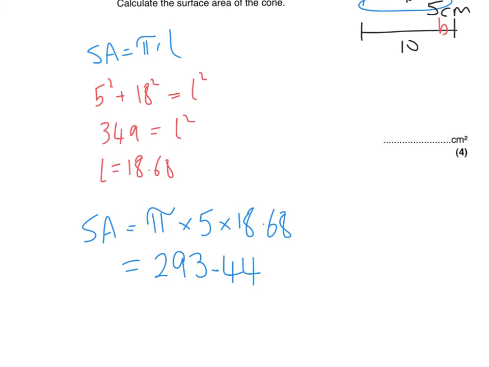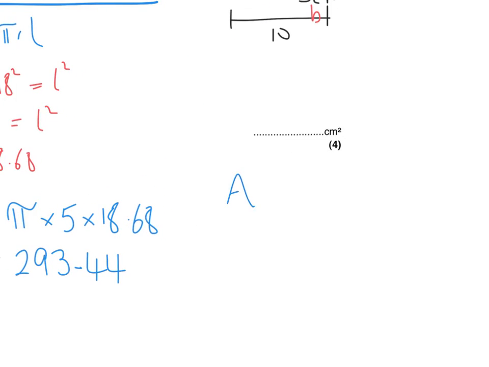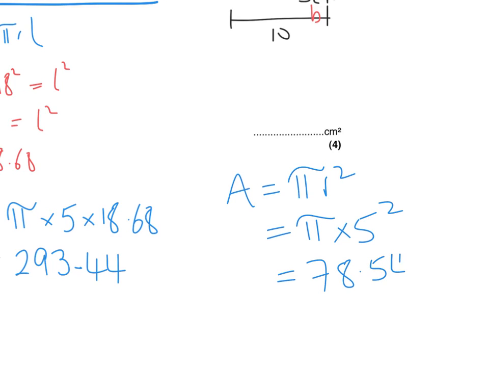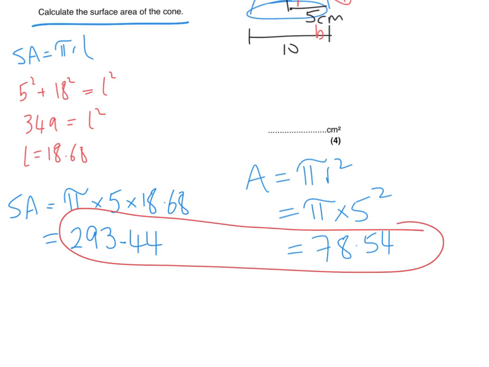Okay, now that is the curved surface area of the cone. Okay, we want to find the total surface area. So we also need to think about the surface area of the bottom of the cone, which is a circle. So the area of a circle is the next thing we're going to look at. And that is just pi r squared. So that's pi times 5 squared, which gives me an answer of 78.54. And then to get our final answer, we have to add these two together. So our 293.44 and our 78.54, which gives me an answer of 371.98, or if you did it to one decimal place, 372.0 centimetres squared. Tricky enough question, that one.